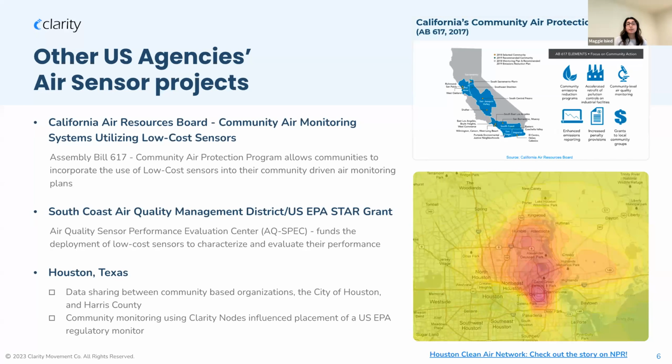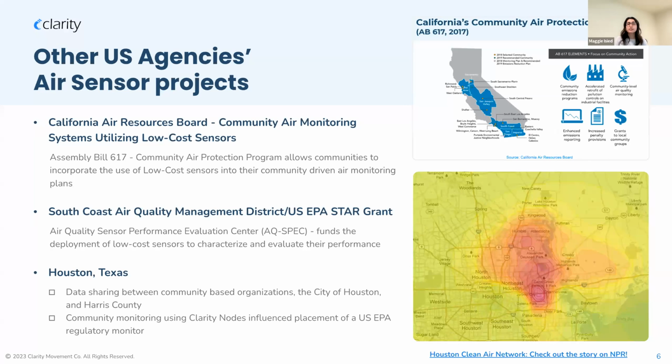So in addition to US EPA, there are other government agencies that are using low-cost sensors. In California, the California Air Resources Board has funded community air monitoring projects through the Community Air Protection Program, also known as AB 617. This program requires that local air districts work with communities that are disproportionately burdened by air pollution to develop community emission reduction and community air monitoring plans. And many of these community air monitoring plans may include technologies such as low-cost sensors.